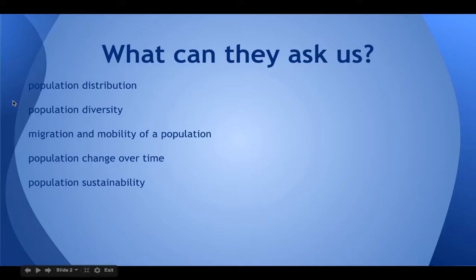We might also be asked about population diversity, i.e. the composition of a population. This might include ethnicity or age-sex structure. China is a great example of this, where there's a higher proportion of males to females, resulting of course from the one-child policy.